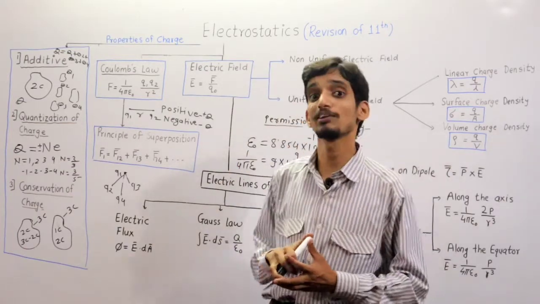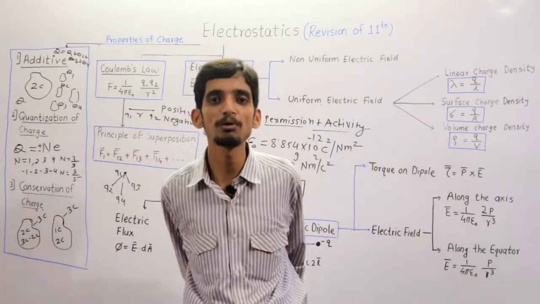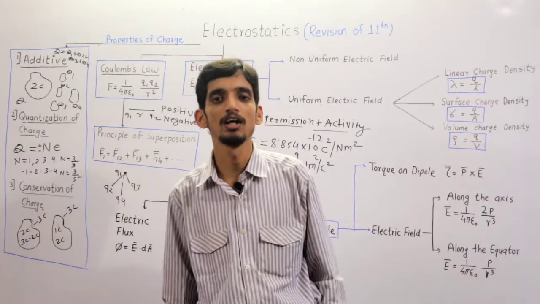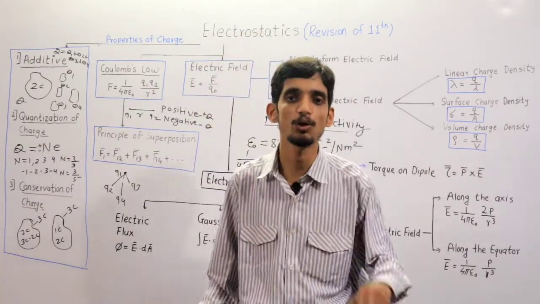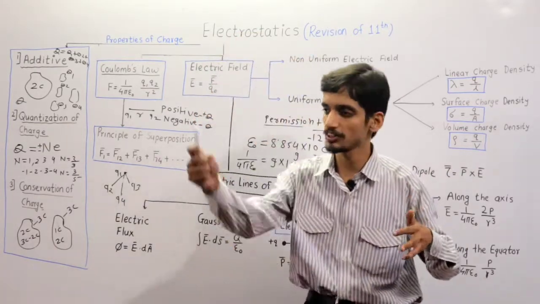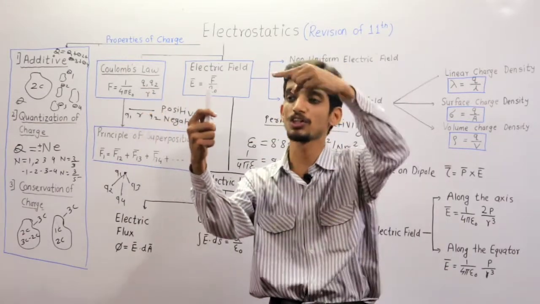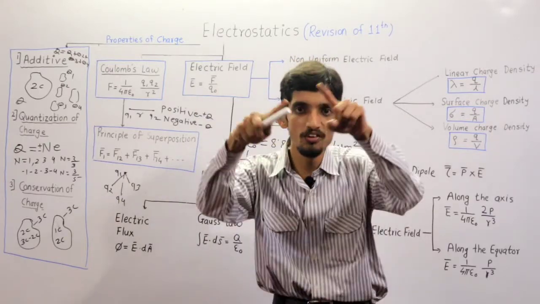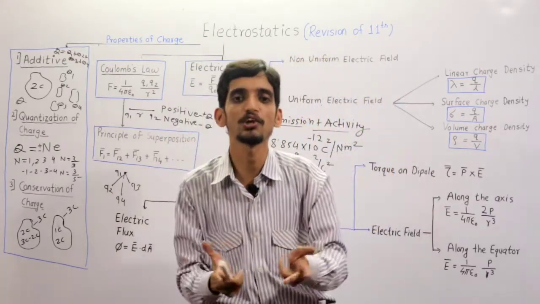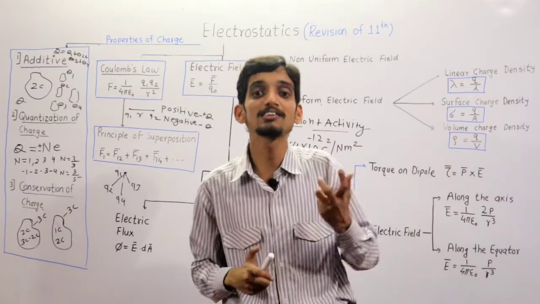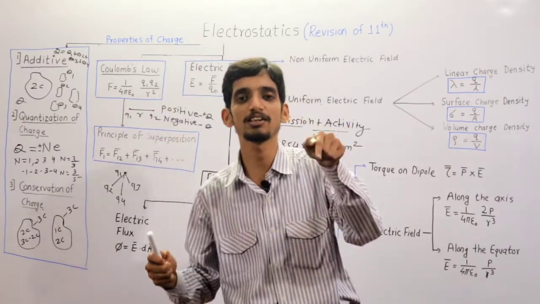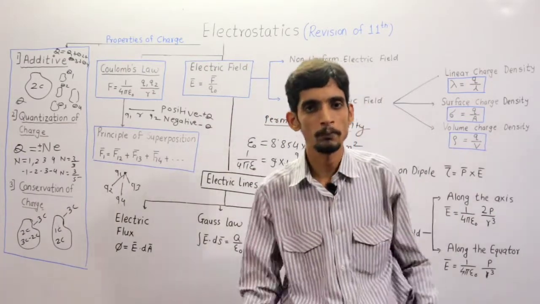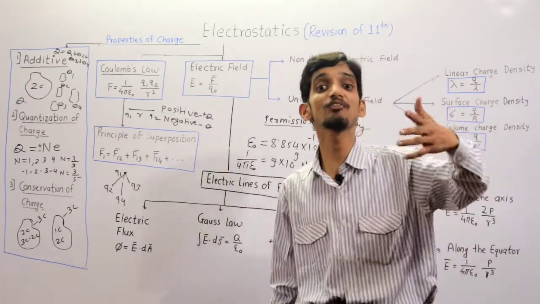Then there was the concept of field. What is meant by field? The space around the charge in which electrical influence is felt is called the field. If there is a charge, then the region around it in which the influence of the charge is felt, that tells us the charge is affected in that particular region. That region is called the field. Clear?